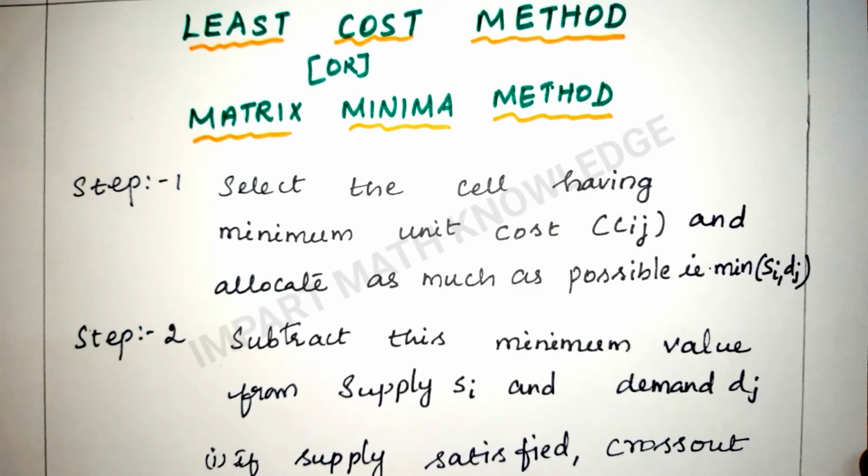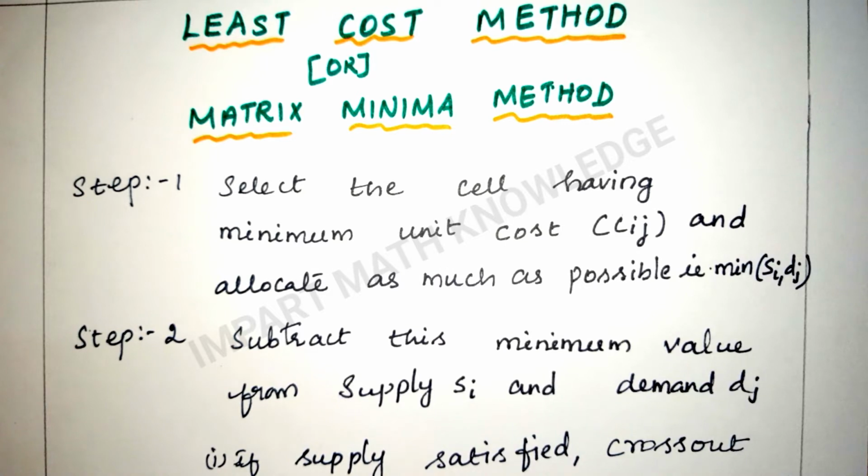In this video, I am going to explain the least cost method or matrix minima method. Step 1, we have to select the minimum cost cell. There you allocate your value. For allocating the value, you have to pick the minimum value from the supply or demand in the corresponding cell. Once you select the value, you allocate that value in the minimum cost cell.